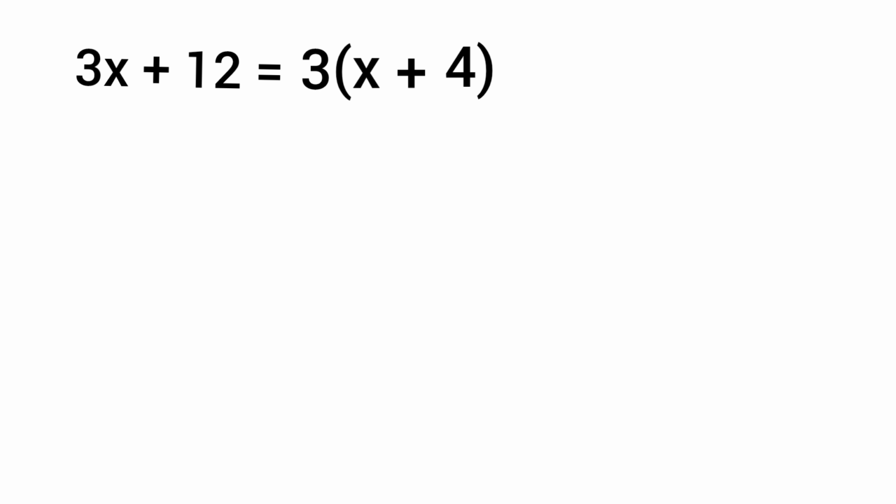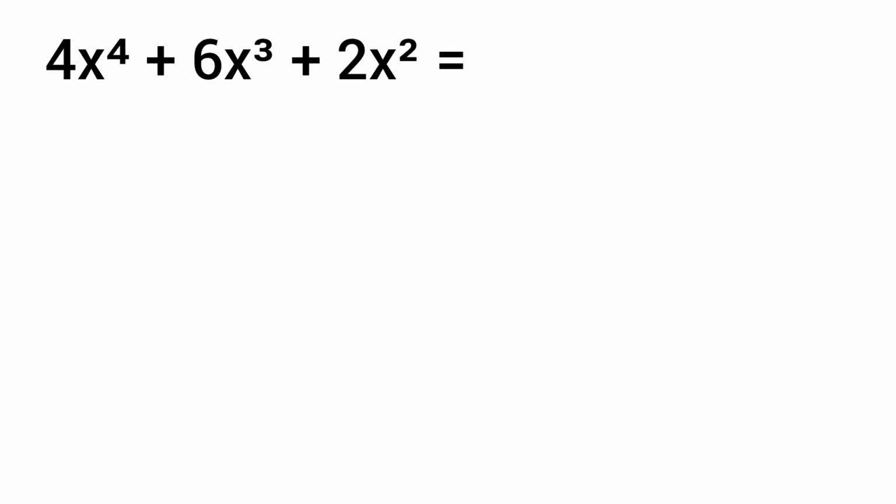Now let's look at another example. 4x to the power of 4 plus 6x to the power of 3 plus 2x to the power of 2. Okay, now look for the common factors of these, including the numbers. The common factor includes the number and the letter. If you look at this, you notice the highest common factor for the number is 2. You can find 2 in 4, 6, and 2.